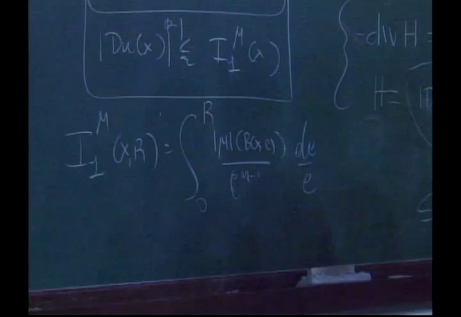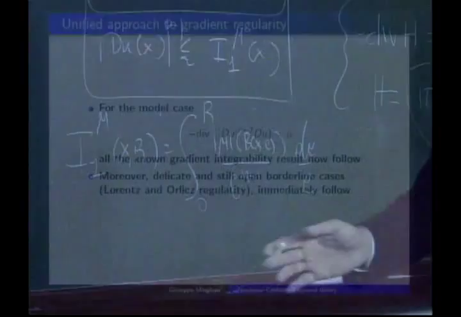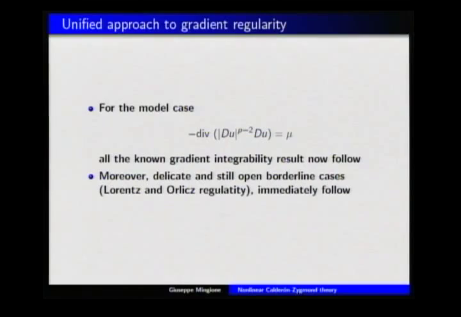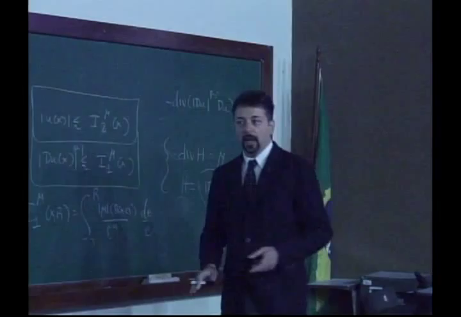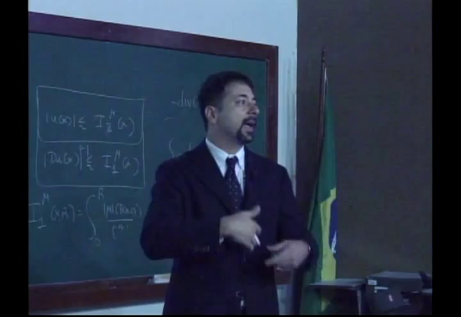You want to know the best space where the gradient is bounded for the p-Laplacian with respect to the right-hand side. Then you just prescribe that the Riesz potential is finite, and then you have the sharp result immediately. And of course, since you know that when the Riesz potential is finite, for instance, you are in certain Lorentz spaces, and so on, then everything goes back to the Poisson equation.